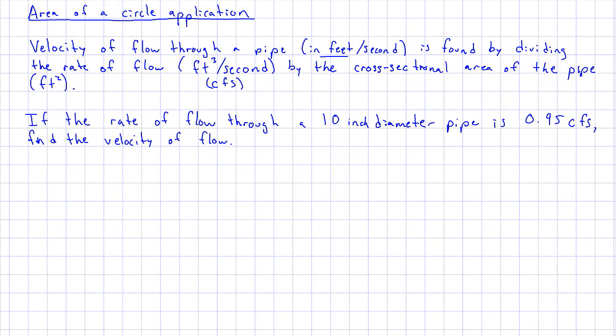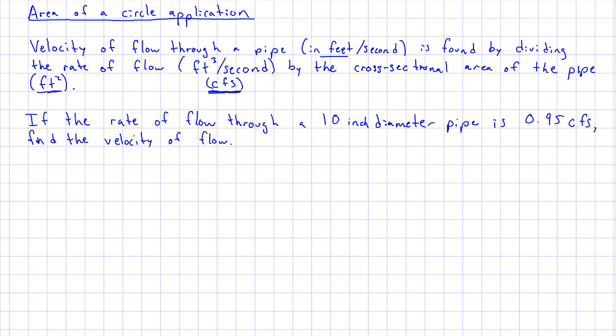So we have the velocity of the flow through a pipe in feet per second is found by dividing the rate of flow, that's cubic feet per second, also written as CFS, by the cross-sectional area of the pipe. Now, a cross-sectional area is also going to be in square units, so square feet.